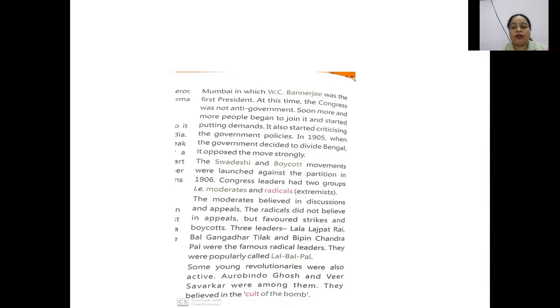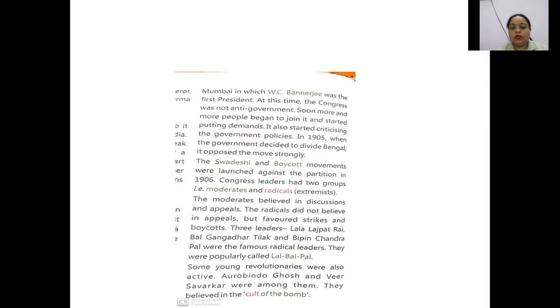Congress leaders had two groups, the moderates and the radicals, also called extremists. The moderates did not believe in war or fighting, and the radicals, or extremists, wanted to gain independence through war. Mahatma Gandhi ji was a moderate. He did not believe in war. He believed that India would gain independence, but not through war. Bhagat Singh was a radical or extremist who believed in a war to gain independence.